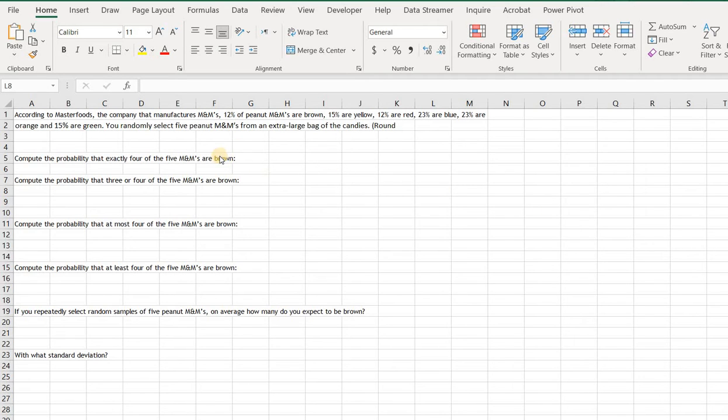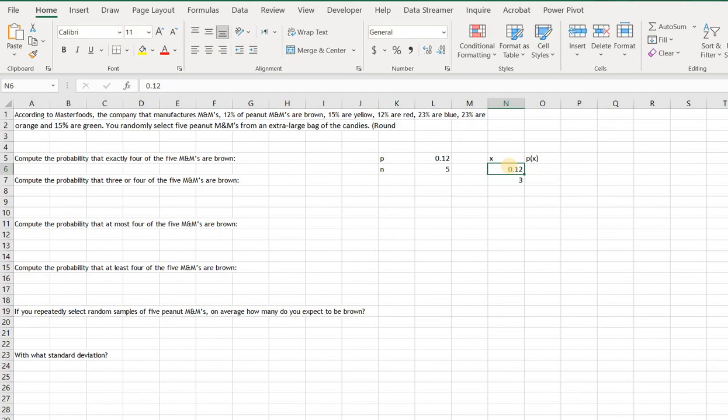So in this case, we're only focusing on the probability of brown. So the probability of success is going to be 0.12, which is the probability of brown. Since we're selecting only 5 peanut M&Ms, the sample size, or the number of trials, is going to be 5. So I will build the table based on these two numbers.